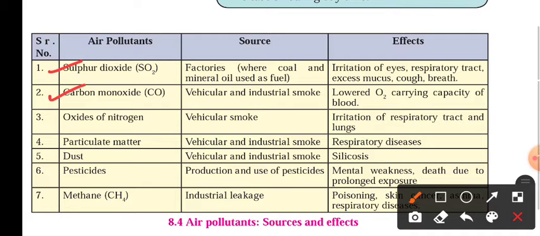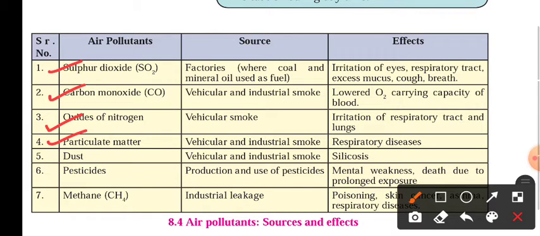It lowers the O2 carrying capacity of the blood, and due to that a person may get paralysis and stroke because of the lack of oxygen in the blood. Then next they have given oxides of nitrogen. It may be nitrogen dioxide, it may be nitrogen oxide. This comes out from the vehicles, and causes irritation of the respiratory tract and lungs.